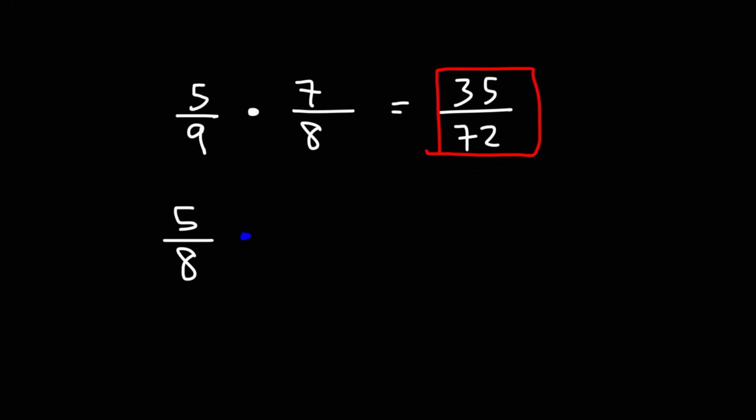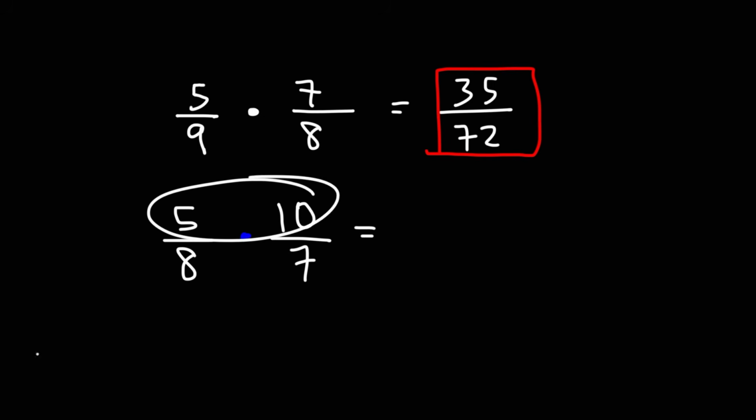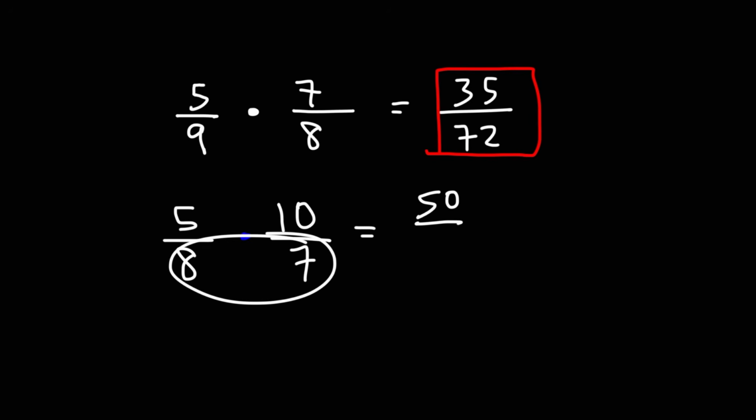Try this. 5 over 8 times, let's say, 10 over 7. Go ahead and multiply those two. 5 times 10 is 50. 8 times 7 is 56.